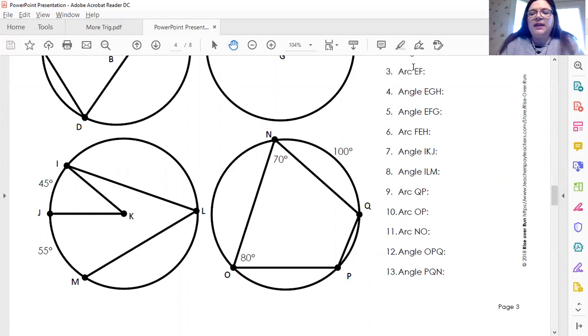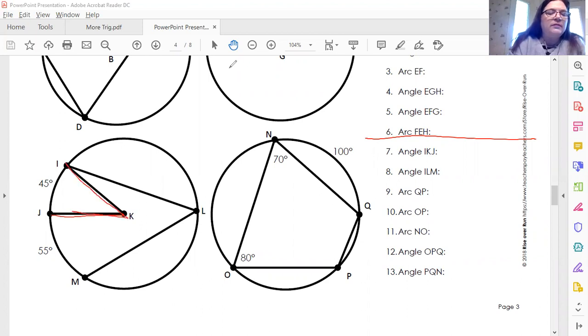And now we're looking at angle IKJ, right here. IKJ. What kind of angle is that? Its vertex is at the center. So that is a central angle. So that's going to measure the same as its arc, 45 degrees.